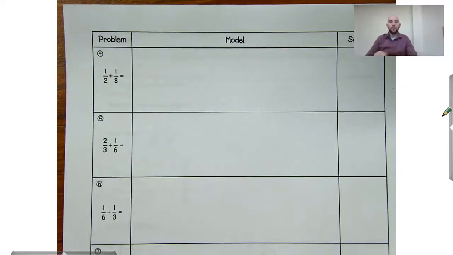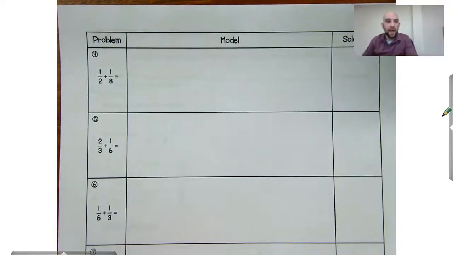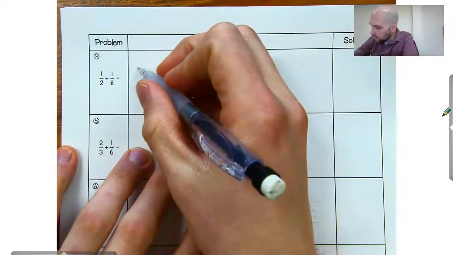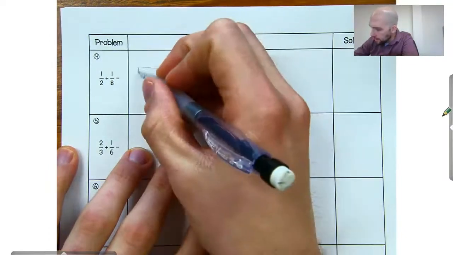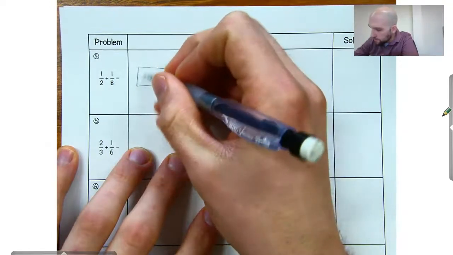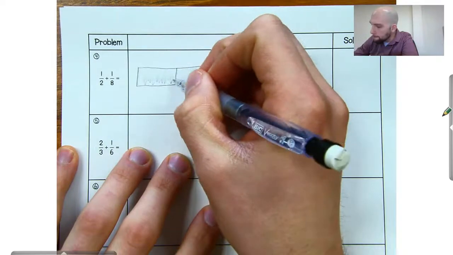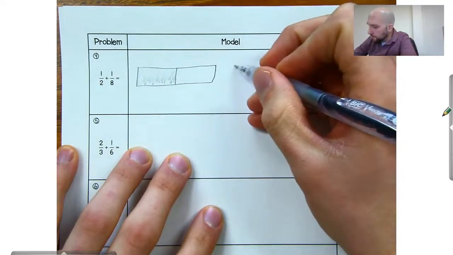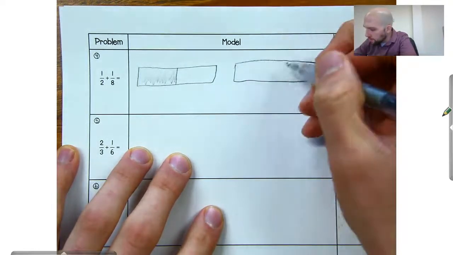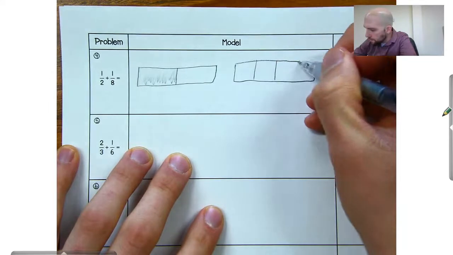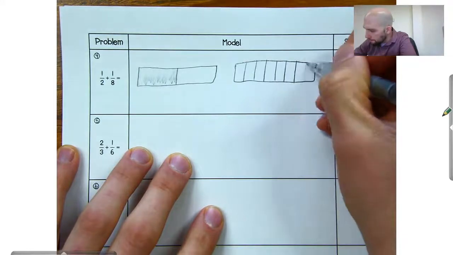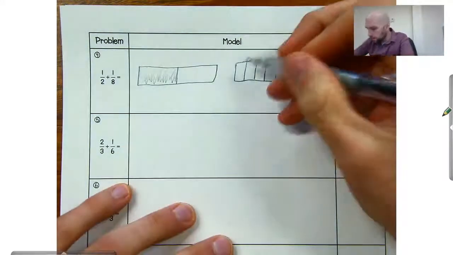Now let's look at problem number 4. It says 1/2 plus 1/8. So I'll draw my two models here. I'm going to have 1/2 here, so I need to put 1 and 2. And then I have 1/8 here. All right, so I have 8 parts there. I'm going to shade one of them in.